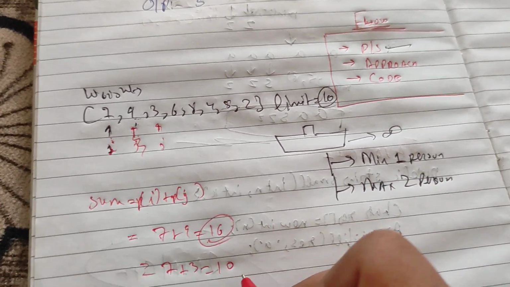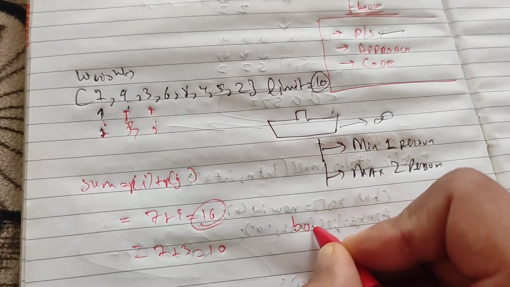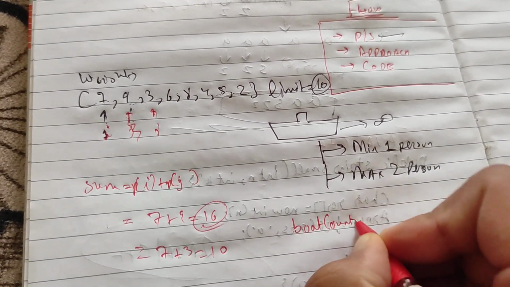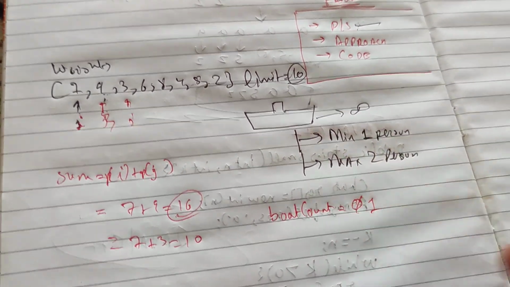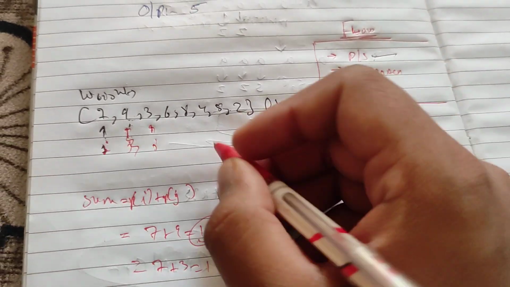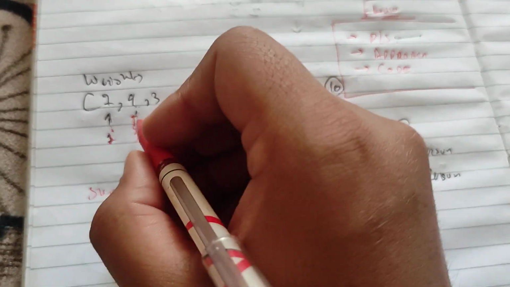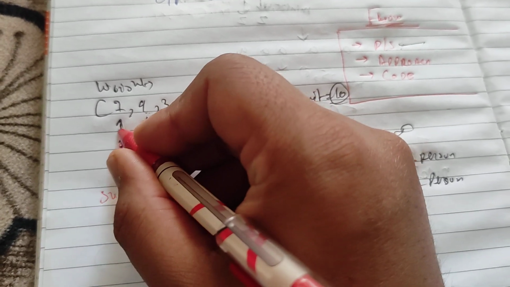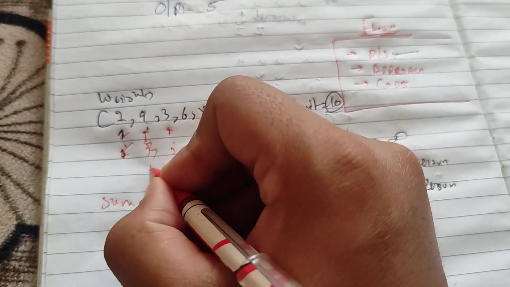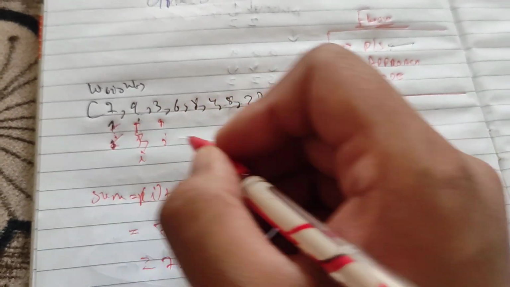Okay, so if I put these two people, I will have one boat count, so it will count how many boats I'm using. So my boat count will go from 0 to 1. Okay, all right. So now what I will do, I will now move my i pointer. So we already considered 7 and 3. Now I put my i pointer over here, and my j pointer will be over here.